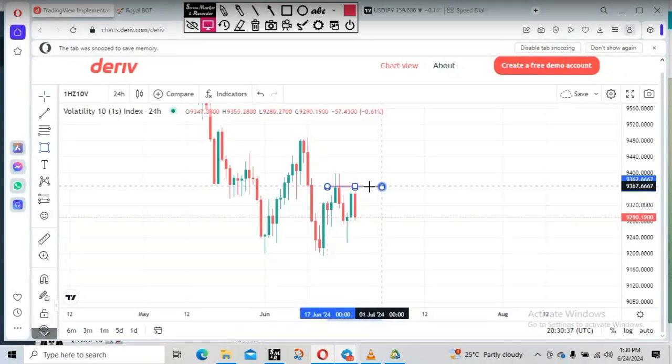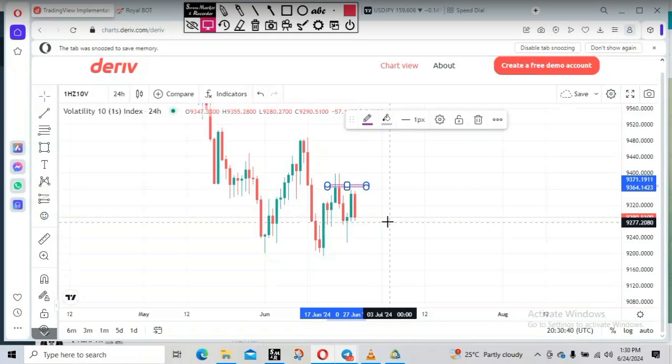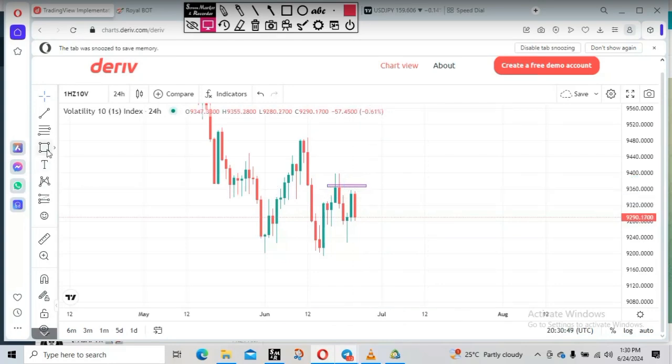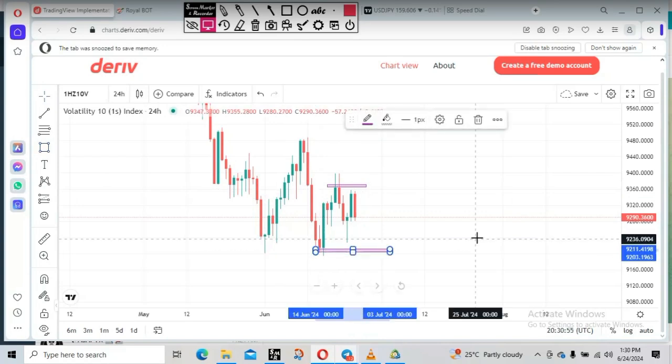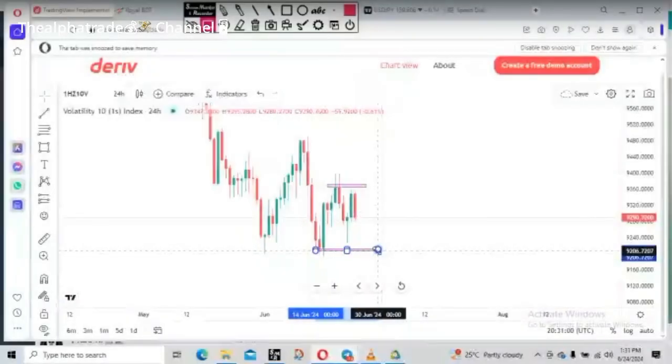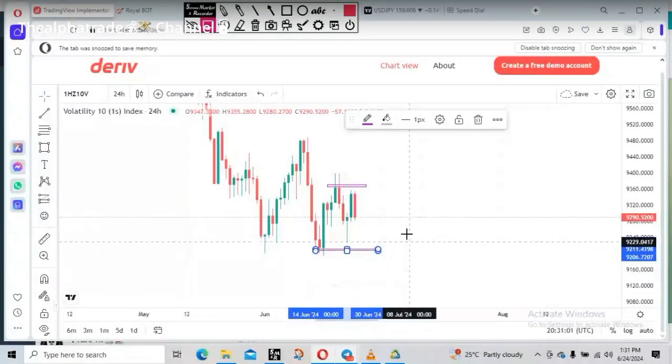Okay, so I go to the daily time frame like this. I identify the current price level. This is the current price level here, as you can see. So I just mark the high above it, and I mark the low below it. This is it. That's all I need from the daily time frame.